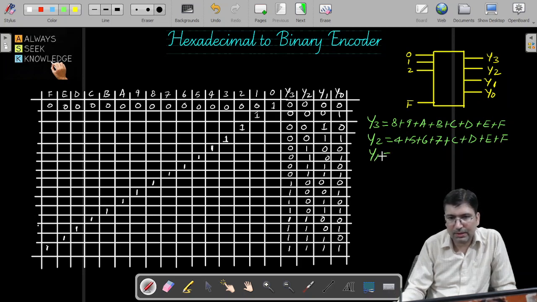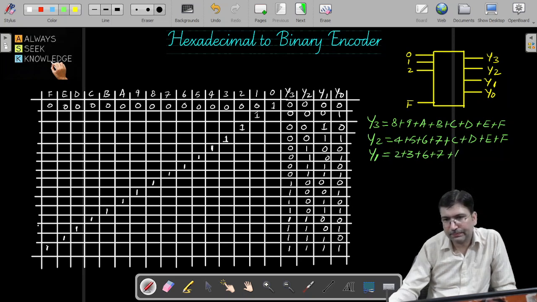Similarly, we can write expression for Y1. So what is Y1? Y1 is having these two high, these two high, these two high, these two. So this is 2, 3. So 2 or 3. Then this is 6, 7. So 6 or 7 plus these two. So this is AB. And remaining these things, so this is EF.